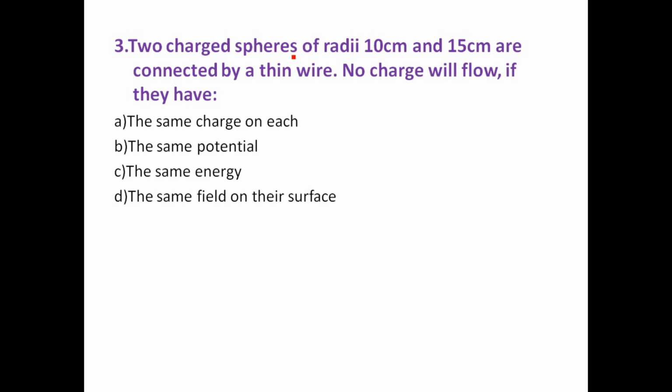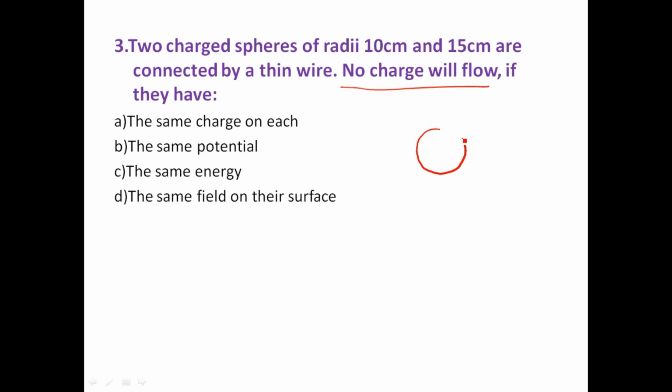Let me read out question number 3. Two charged spheres of radii 10 cm and 15 cm are connected by a thin wire. No charge will flow if they have. So we have to choose the correct option from among 4 options.